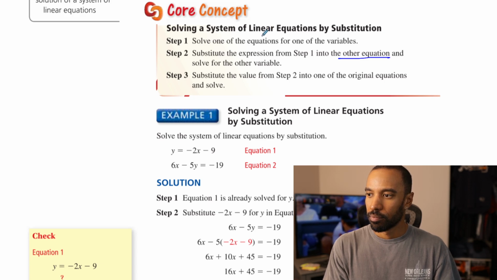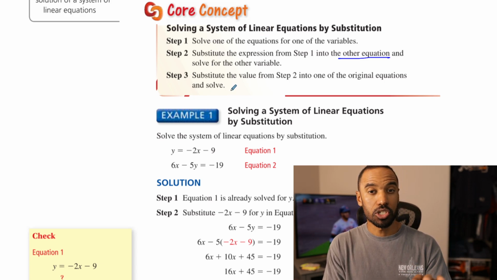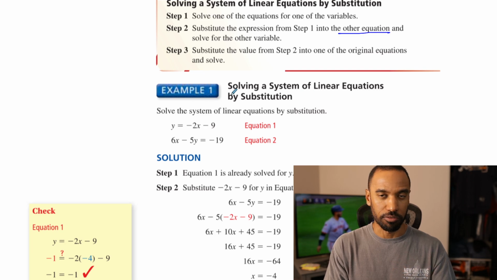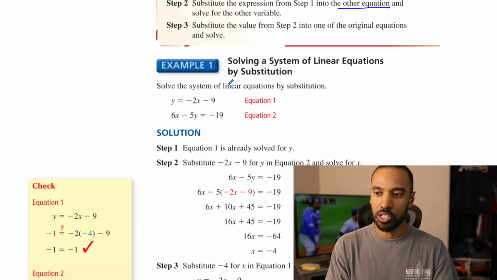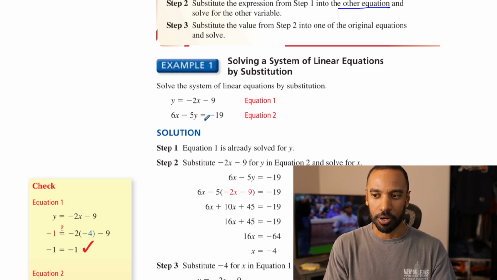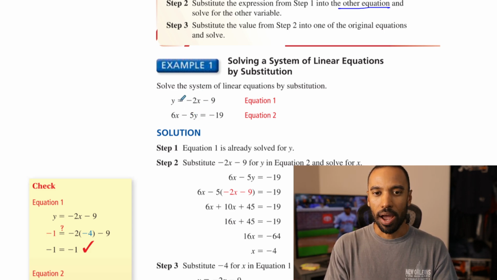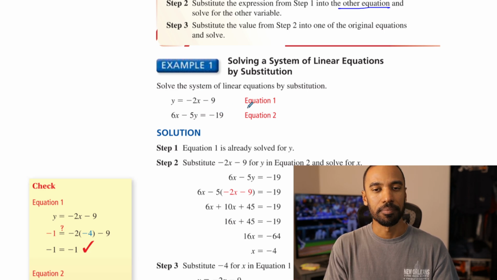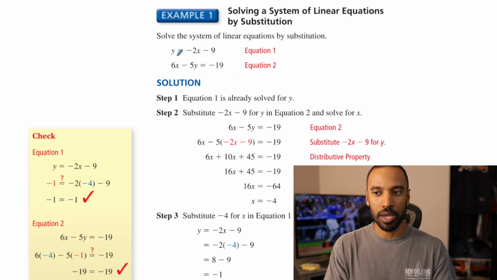Okay. I think I mentioned all this stuff here. Let's jump into the example. Let's see what they do, and we'll follow suit. Solve the system of linear equations by substitution, not graphing. And I'm probably glad I'm not graphing something like this bottom one here. y equals negative 2x minus 9 and 6x minus 5y equals negative 19. Okay, they did some of the good work for you in the problem setup.